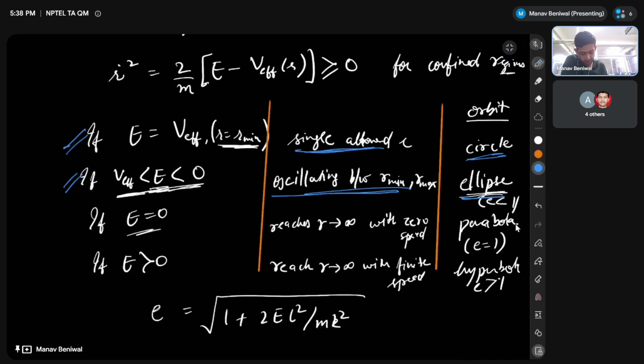And now if we set its energy to 0, we see that it can go to infinity. We can have an infinite position of this particle, and it will reach that position at 0 speed, so it is no more confined, right? So this gives me a parabola. And finally, if my E is greater than 0, it can reach r to infinity with some finite speed. And going at finite speed means that the orbit should be a hyperbola. That's it.